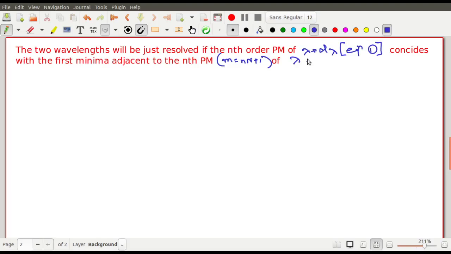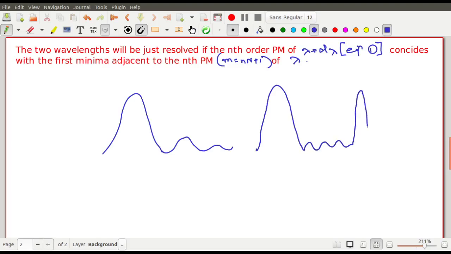Now the difference between the grating and other treatments is that in the other treatments there is only one principal maxima, for example the circular aperture or single slit. How many principal maxima are there? Only one, and all the others are secondary maxima. But in the grating case, there are many such principal maxima, this is another principal, this is another principal, and so on. So in the grating there are many principal maxima.